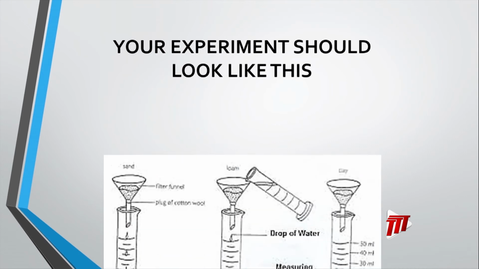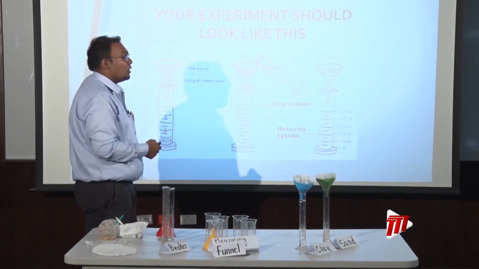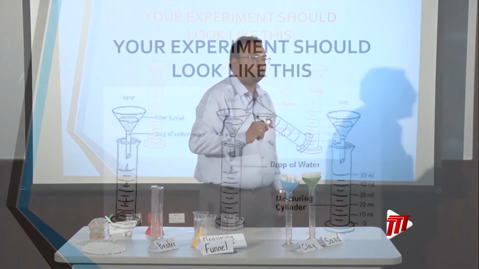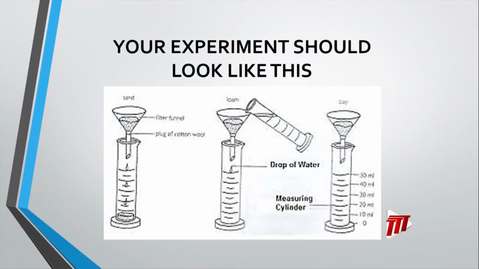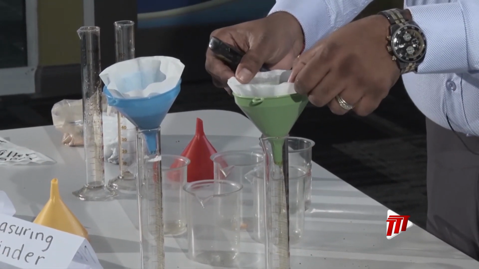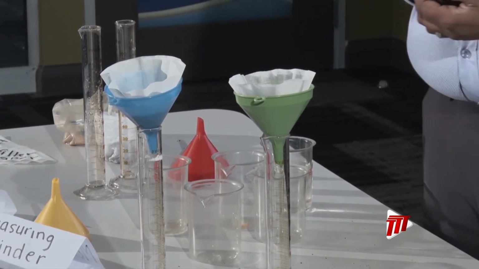Right, so as we saw here, this is what your experiment should look like if you are to repeat it yourself. And there we see everything step by step. In this case, they used a plug of cotton wool at the base of the funnel. It is more common now to use filter paper and folding it in that method that we showed you a while ago.